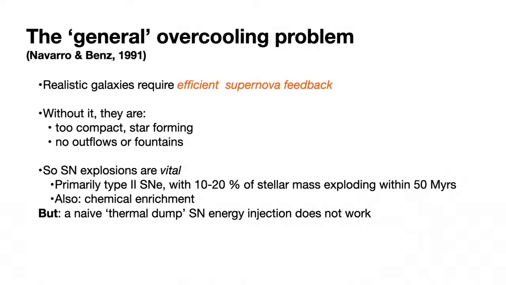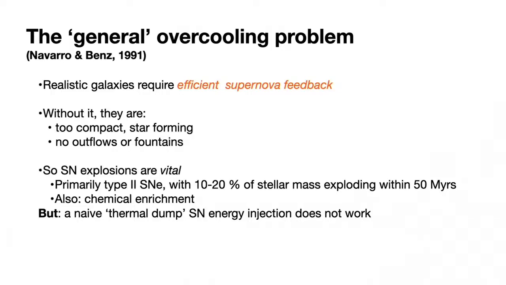As I alluded to in the first slides, there is this general overcooling problem, which people realized pretty early on, that you need to have efficient feedback. Without it, you form too many stars. You also have too compact galaxies, and you don't get outflows from your galaxies. They concluded supernova explosions are vital, because there was a general acknowledgement that that's where you get most of the energy and momentum from your star formation. And it's also important to enrich your galaxies with metals.